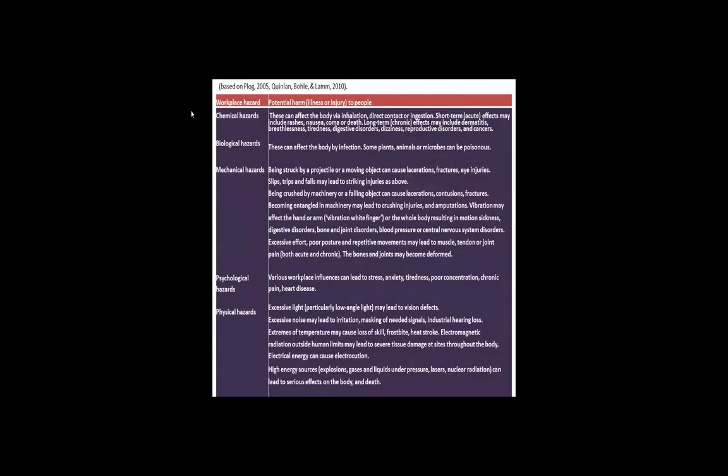This table uses the conventional classification of types of workplace hazards to give some examples of the potential harm from each of these. The workplace hazard classifications traditionally used, which we should be thinking of all the time when we're working in this area, are chemical, biological, mechanical, psychological and physical hazards. And the potential harm is a whole variety of harm. When we're looking at managing exposures, it's the route of exposure and also the actual effect.